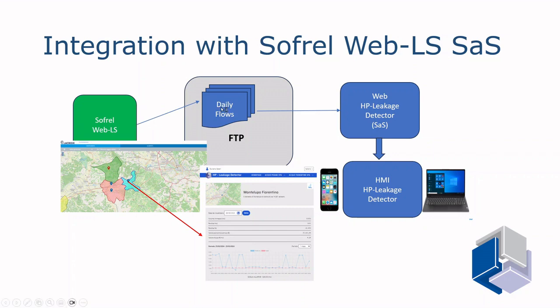then daily it collects the flow of data going through the districts, practically the district balances, and via FTP it transfers this data to the Web Leakage Detector, which executes the computation of the losses and releases the computation of the losses on its own HMI. This HMI is then reached by the user of WebLS through a pointer which permits the user to land onto the screens of Web HP Leakage Detector.